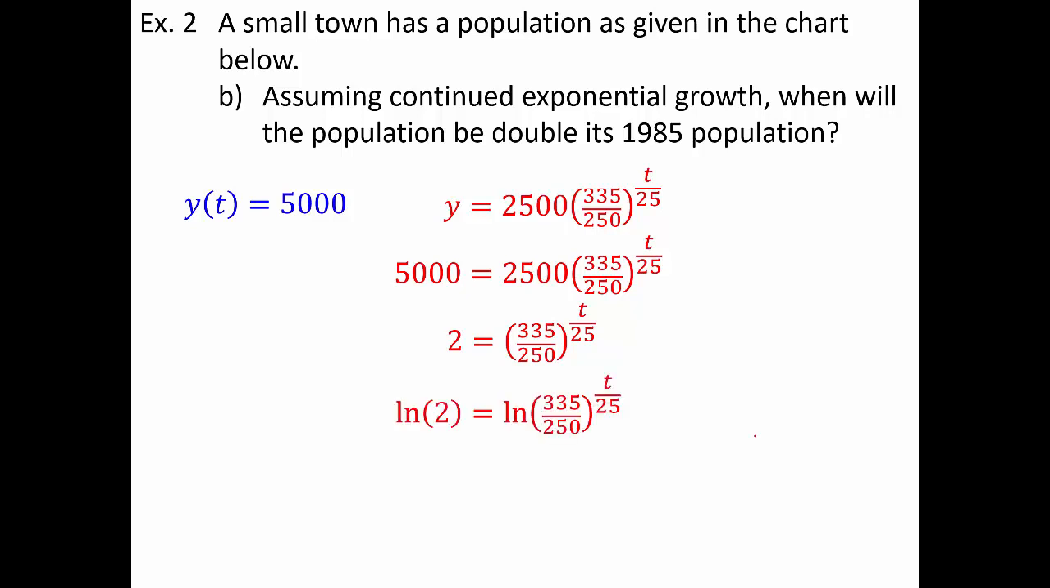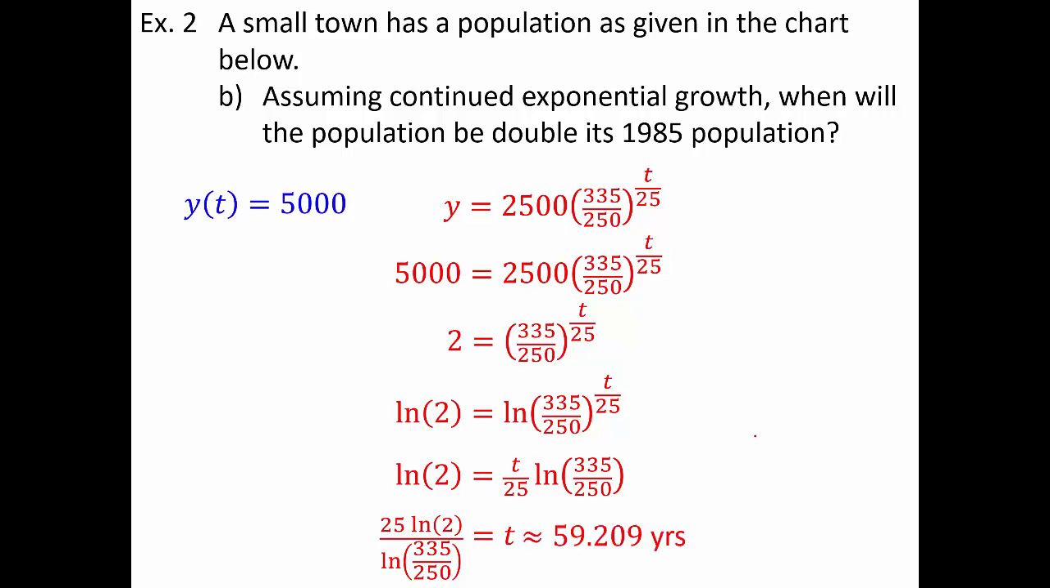Take the ln of both sides. That allows me to bring the t over 25 to the front. To get t by itself, I'm going to multiply by 25, I'm going to divide by ln of 335 over 250, and I get my t by itself, so that is my exact answer. And typing that into a calculator, I get about 59.209 years.